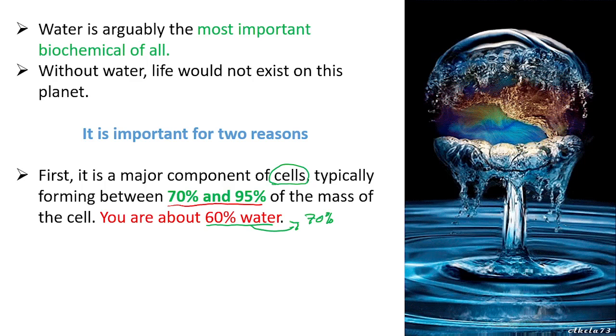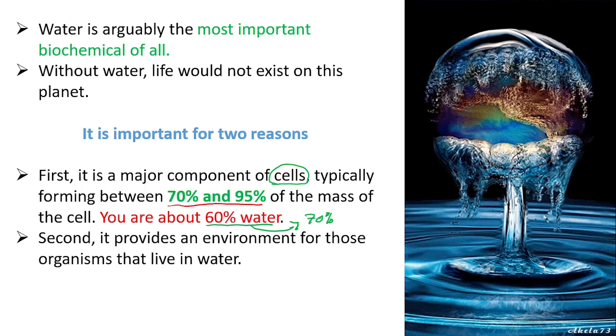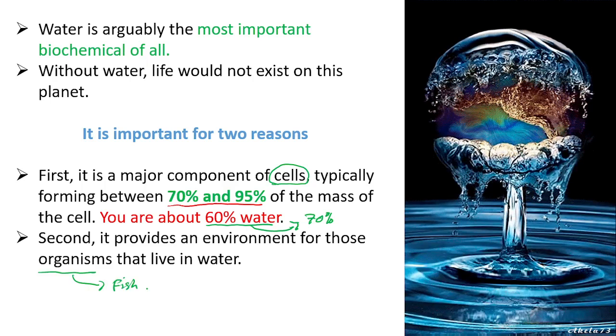The other reason is that it provides an environment for those organisms that live in water. So if you look at organisms that live in water, you can simply look at a fish. So let's say a fish which is found in a very cold region. In a very cold region, how does it survive? All that will be explained when we talk about the properties of water and how it's able to behave in the way it behaves.